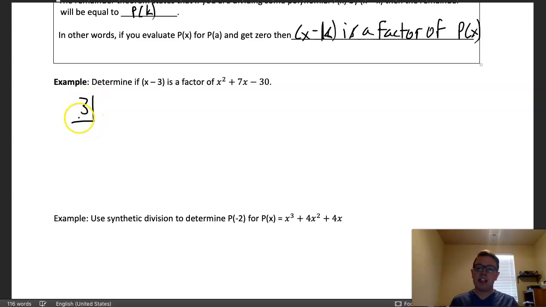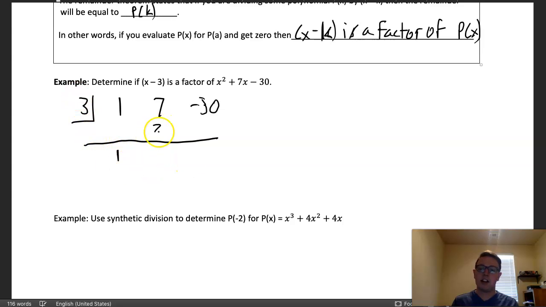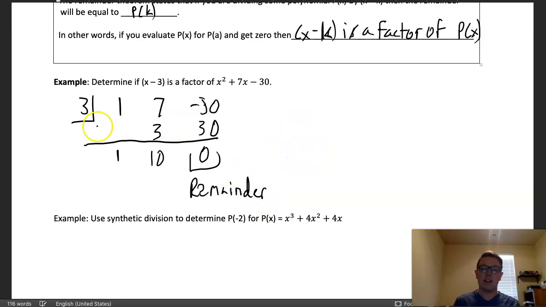So we have a minus 3, meaning we're going to flip the sign. We're dividing by a positive 3. Our coefficients are going to be 1, 7, and negative 30. Let's do our synthetic division. Bring down the first number. 1 times 3 is going to give us 3. 7 plus 3 is going to give us 10. And 3 times 10 is going to give us positive 30. So we'll end up with 1, 10, and 0. Our remainder is 0, meaning that this is a factor of this function. So the answer is yes. x minus 3 is a factor.